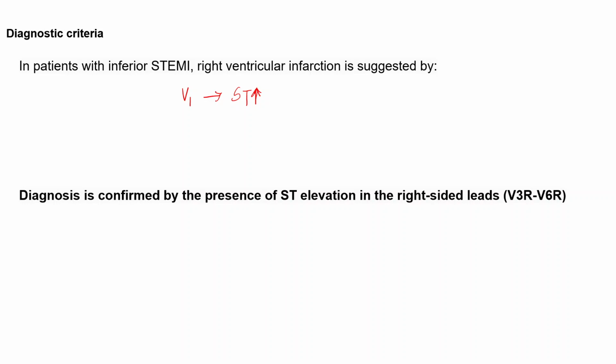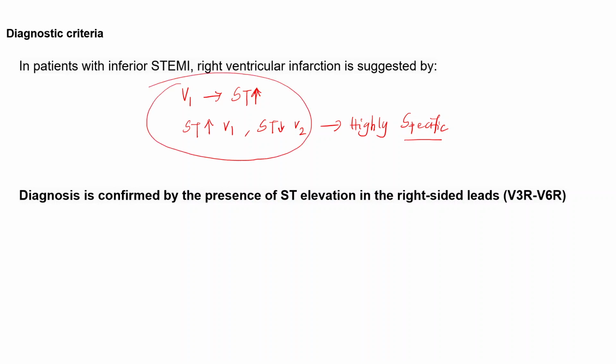If you are getting ST elevation in V1 along with the inferior MI pattern, then you have to think of a right ventricular MI. But what else you have to remember? If there is ST elevation in V1 and ST depression in V2, this is highly specific for right ventricular MI. Okay, so these are the pointers. But it has to be confirmed by right-sided leads.